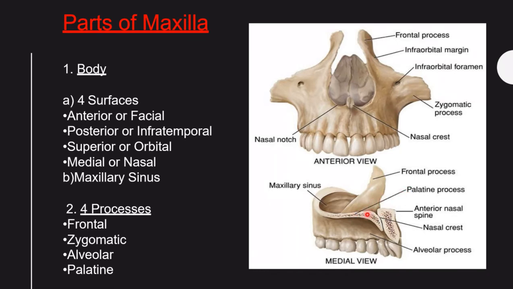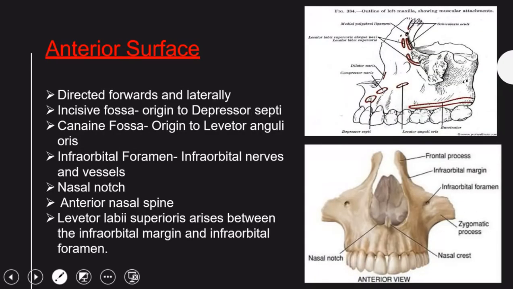So this is the palatine process of the maxilla, and this is the frontal process, and this is the nasal crest. This is the alveolar process. As you could see, if you see the attachment of different muscles, canine fossa, what is the muscle attached here? It is an important point. Levator anguli oris, LAO. Levator anguli oris, canine fossa. And this is the depressor septi muscle that is attached over here.